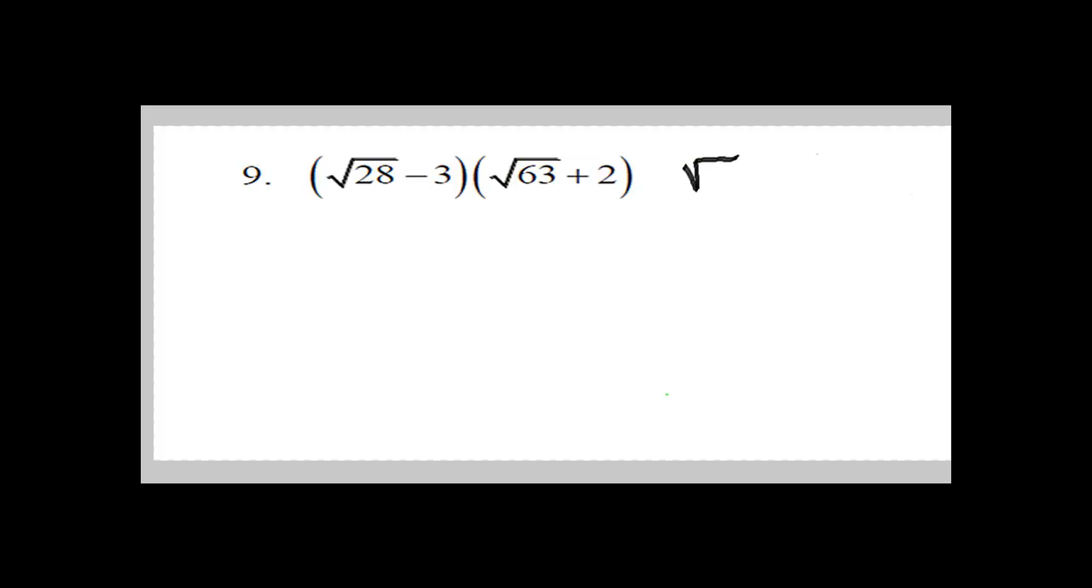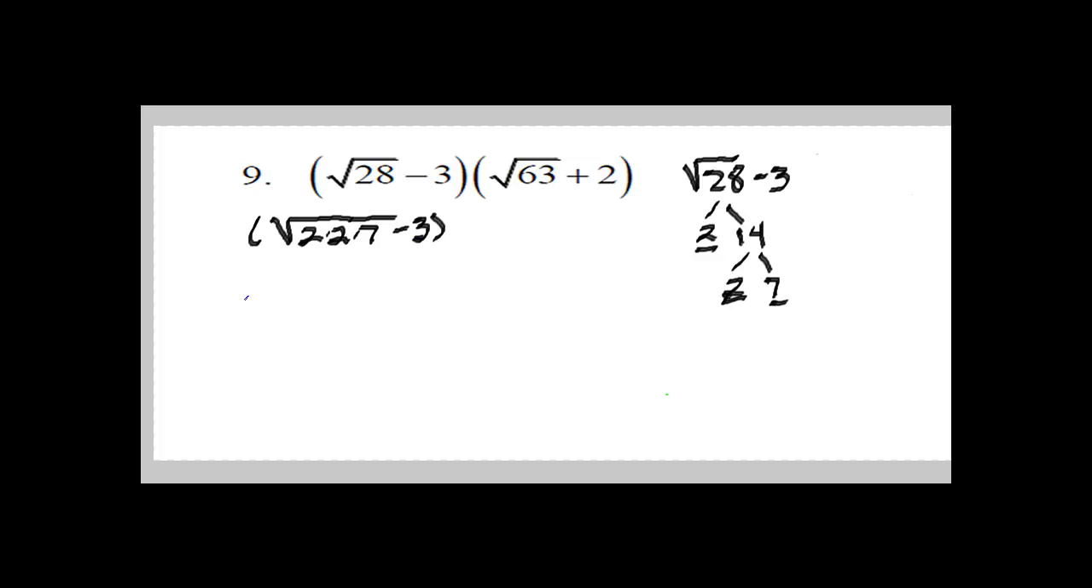So let's take the square root of 28 minus 3. So we know that's 2. That gives me a 14. 2's a prime. We know that's a 2. 2 times 7 is 14. So there are my prime factors. So now I'm going to rewrite this first factor as the square root of 2 times 2 times 7 minus 3. Okay, the 3's not underneath the radical. 3's outside the radical. Okay, now let's do the other one.